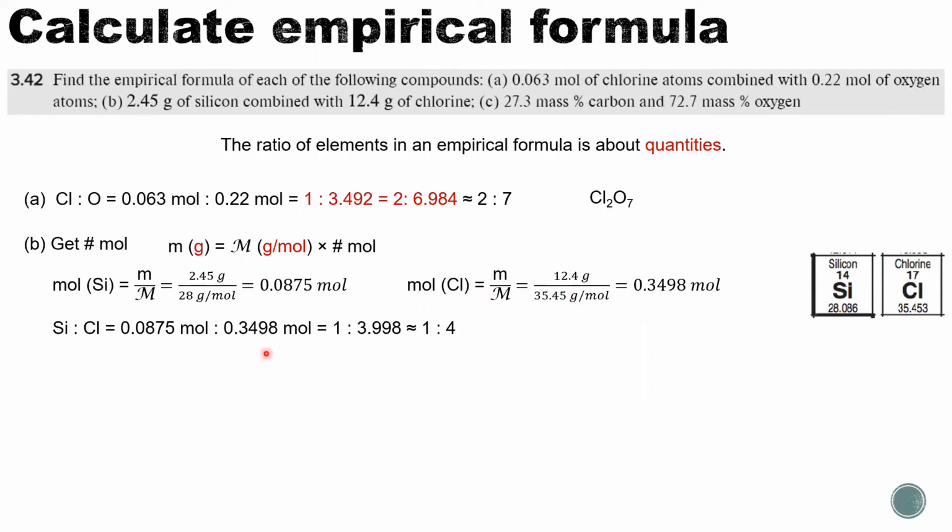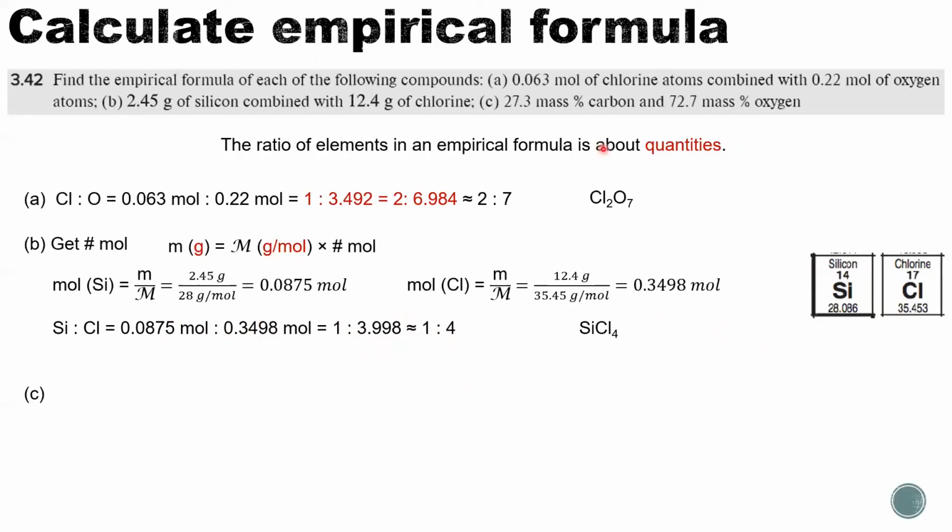Okay, now we can do the ratio of silicon and chlorine. Plug in the numbers, divide both parts by the smallest number. In this case it's 0.0875. Sometimes when you have three elements, you need to pick the smallest one. So in this case, divide by the smaller number. Okay, so then you can simplify this ratio to 1 to 3.998. And for this number, I'm very comfortable rounding it off to 1 to 4. Now, the final answer is silicon, chlorine 4, SiCl4.